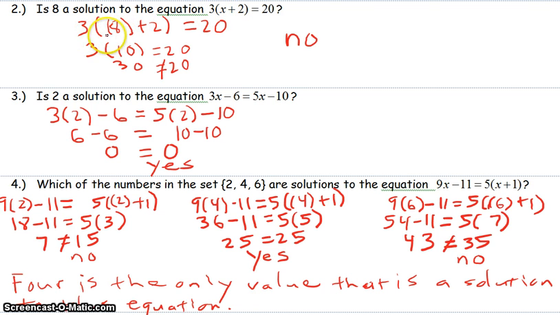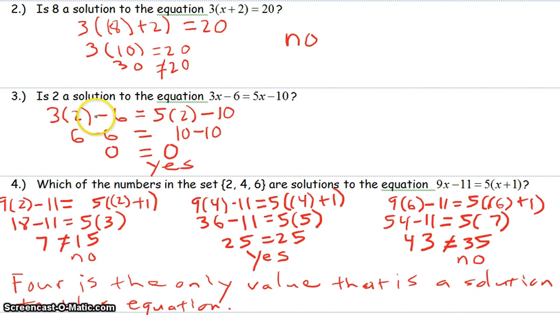Now, we brought down our 3. We substitute in 8 for x, brought down our plus 2 equals 20. We do what's inside this parenthesis first. 8 plus 2 is 10. And then we take 3 times 10, which is 30. We bring our 20 down, and 30 is not equal to 20. So our answer is no.